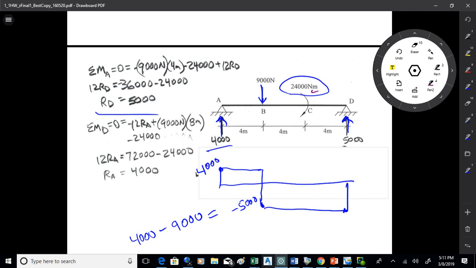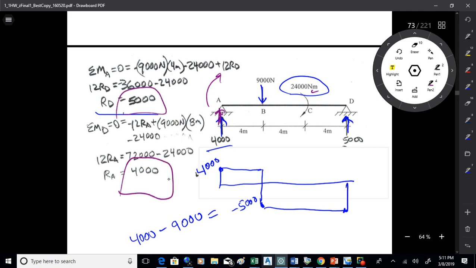That'll get you RD at 5,000. And then you could sum moments about D or sum forces in the Y, whatever. I took moments about D just to get a check on my work. So I had minus 12 times whatever RA is, because that would be clockwise for this upward reaction. And then 9,000 times 8 meters this time, positive for counterclockwise. Then minus 24,000 for the couple. And that got me RA on the left at 4,000. And then I notice if I add the two together, I'll get the downward force. Okay, so that all checks out.